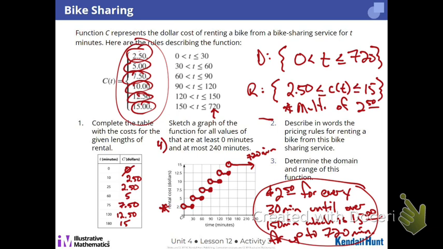So this is a function. I think the toughest points to look at are where they overlap, like right here. This just tells you at 60 minutes, it has to be $5, not $7.50. And again, that's important for the business because you shouldn't have two different prices for the same amount of time. That would be confusing to you and your customers.